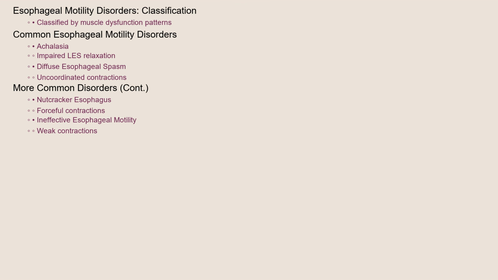Esophageal motility disorders are classified based on the specific patterns of muscle dysfunction detected during testing. Some of the more common types include achalasia, characterized by impaired relaxation of the lower esophageal sphincter. Diffuse esophageal spasm involves uncoordinated and sometimes forceful contractions of the esophageal muscles. Nutcracker esophagus, also known as hypertensive peristalsis, is characterized by extremely forceful contractions. And finally, ineffective esophageal motility, where the contractions are weak and unable to effectively propel food down the esophagus.